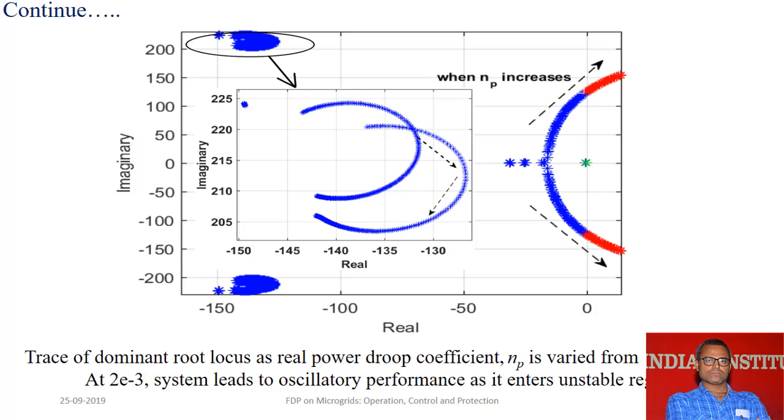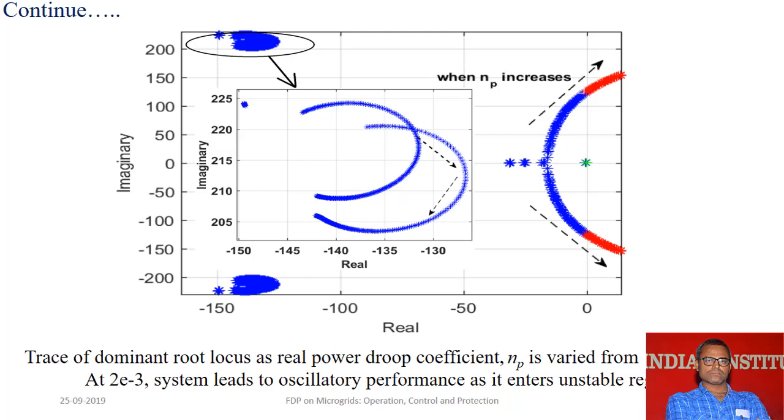Now we can see the traces. A few figures I will show. These are eigentraces. We can see here the trace of the eigenvalues by increasing NP. We can see here how it is passing through, right? So here is the trace of the dominant load locus as the real power droop coefficient NP is varied from 1e-6 to 2e-3. At 2e-3 the system leads to oscillatory performance.